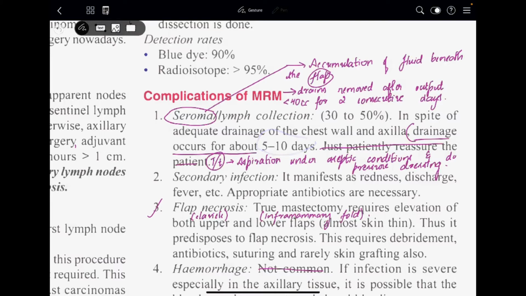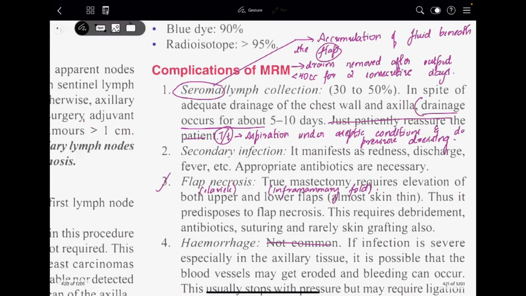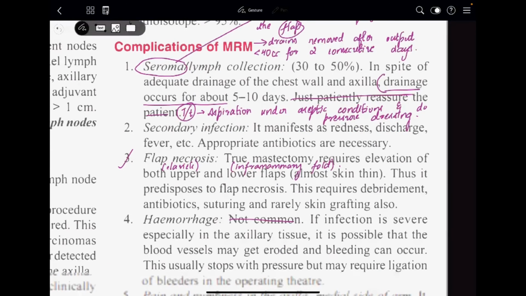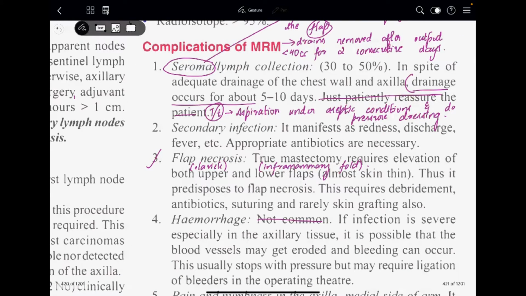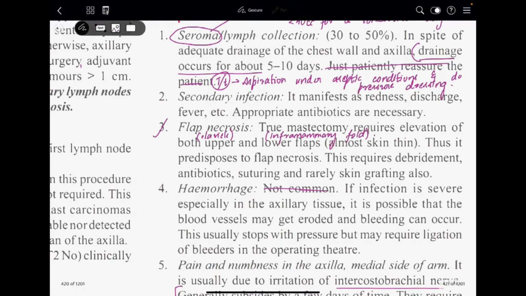Okay. How will you treat the excessive seroma? Aspiration under aseptic conditions, and you have to do pressure dressing. Complication with how will you treat them, that is important. So this is about seroma. And then secondary infection. Obviously, infection manifests as redness, discharge, fever. And how will you treat them? Antibiotics. Flap necrosis.